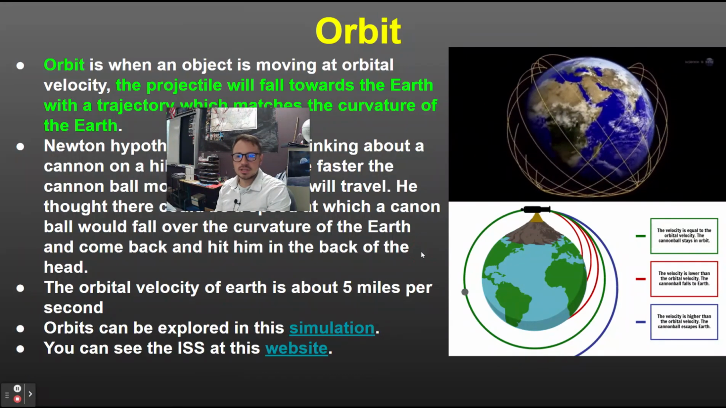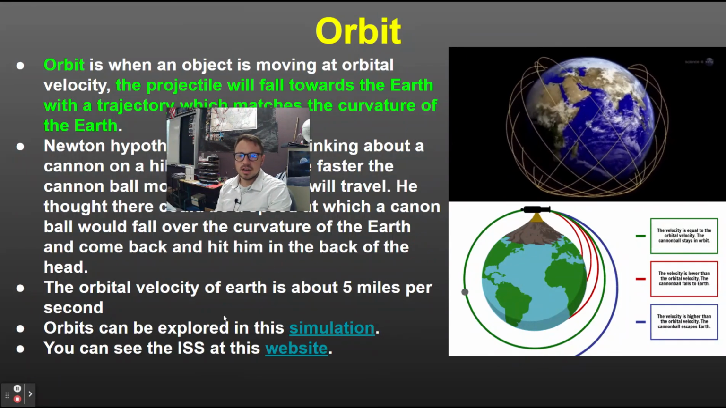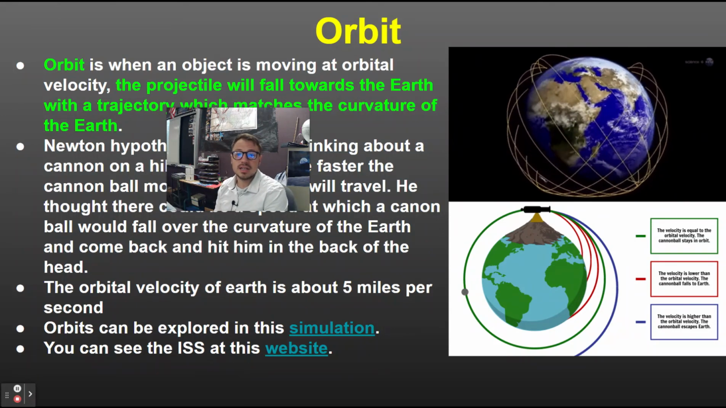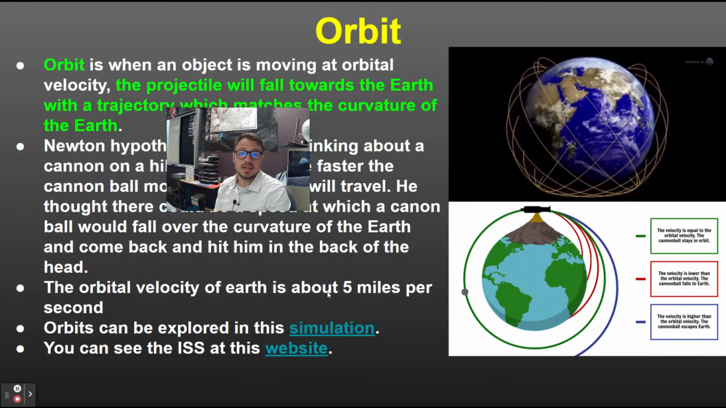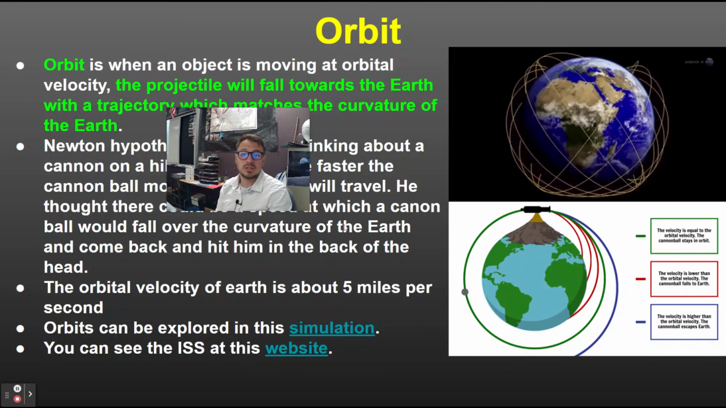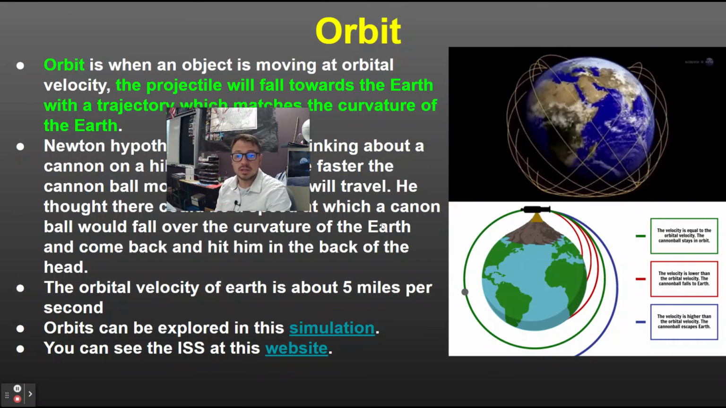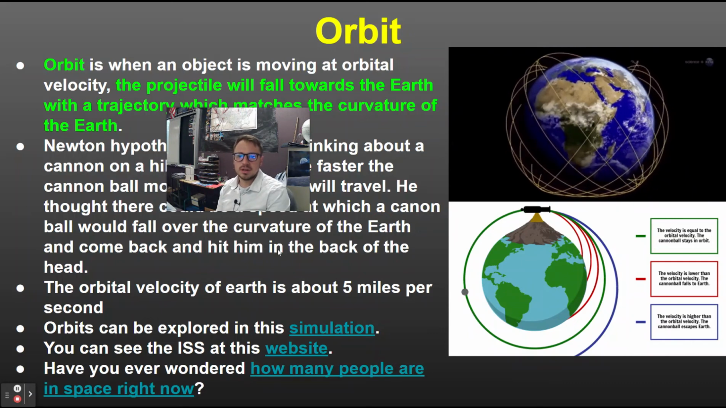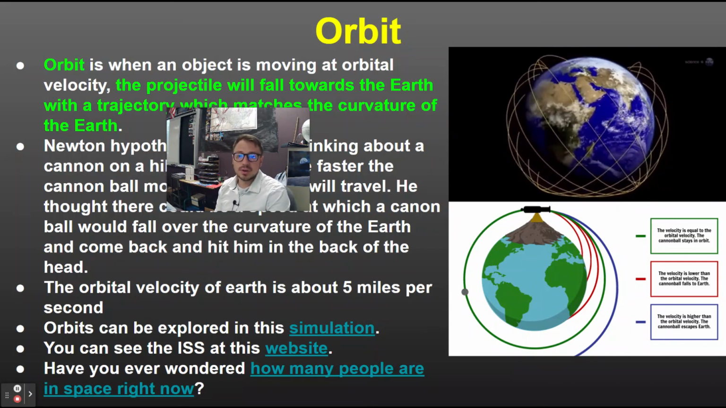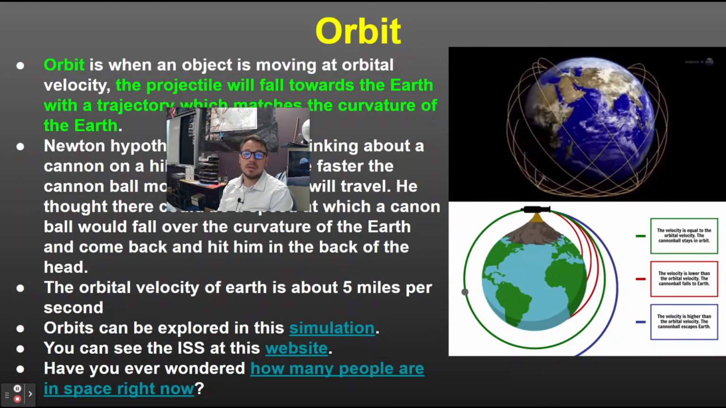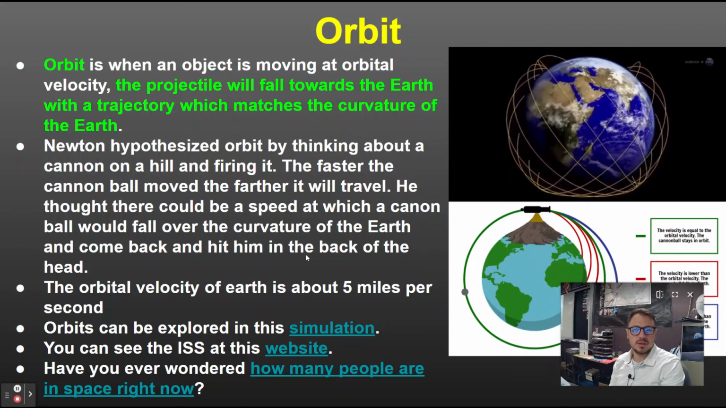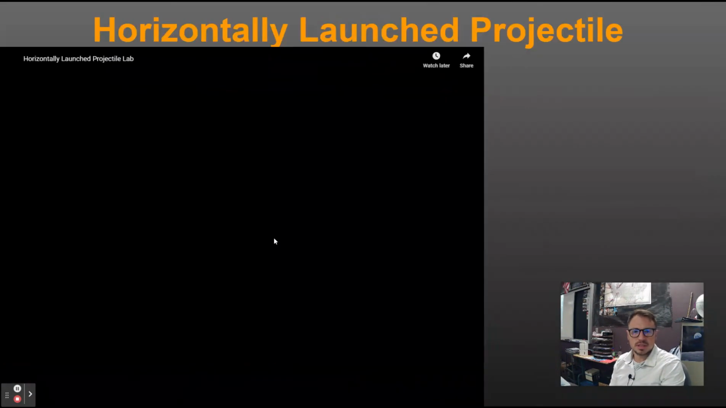So you can see I provided a simulation there, and there's a website that shows the ISS. You can see it in the night sky. It looks like a bright star just moving across the sky. And here's just an interesting one. Have you ever wondered how many people are in space right now? If you go to howmanypeopleareinspacerightnow.com, it just shows you the number and a link to all the people that are in space. So just a couple interesting things there.